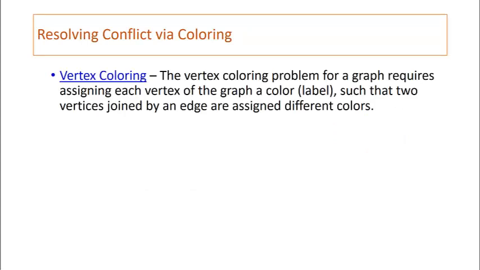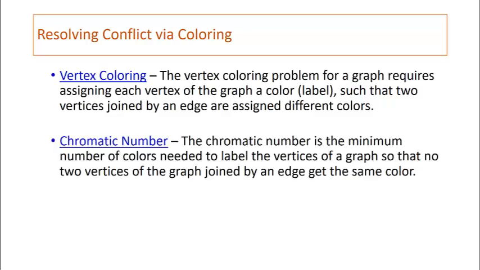A vertex coloring. The vertex coloring problem for a graph requires assigning each vertex of the graph a color or a label such that 2 vertices joined by an edge are assigned different colors. Keep in mind, if you don't have colors available, you can just label them with a number. Number 1, number 2, number 3, etc.